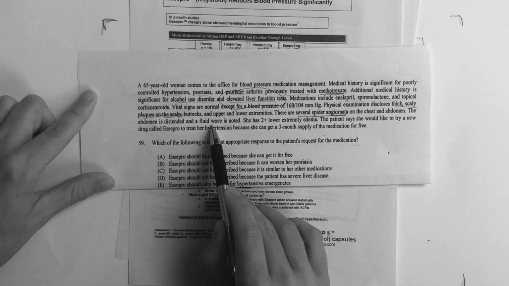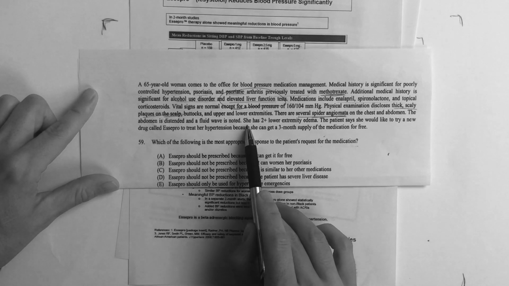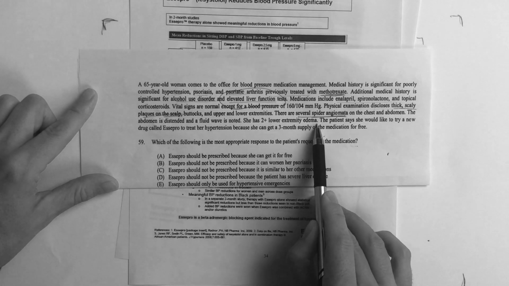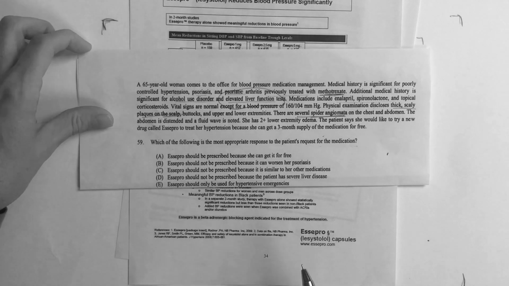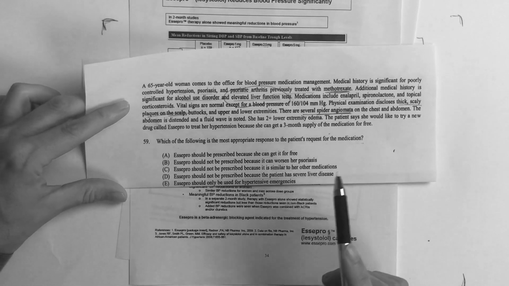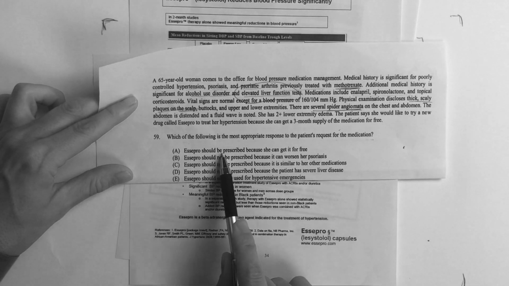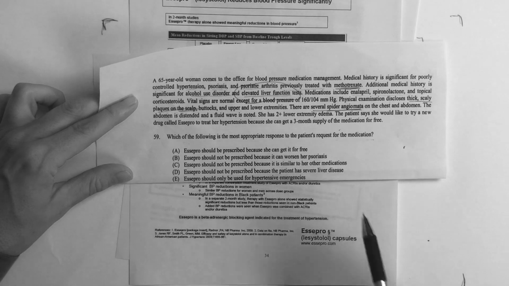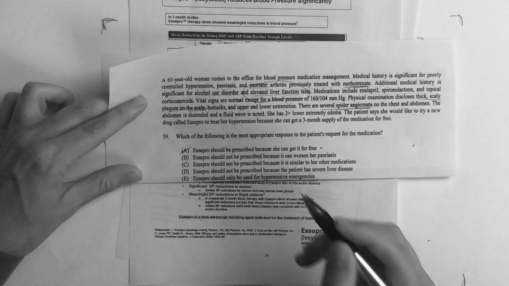Abdomen distended and a fluid wave is noted. All right, so she's retaining a lot of fluid. Liver's probably not functioning too good here. 2+ edema. She'd like to try a new drug called this thing. Okay, so we start looking through the answer choices. Which of the following is most appropriate? Espro should be prescribed because she can get it for free. Come on, we all know that that's probably not going to be a good answer choice.